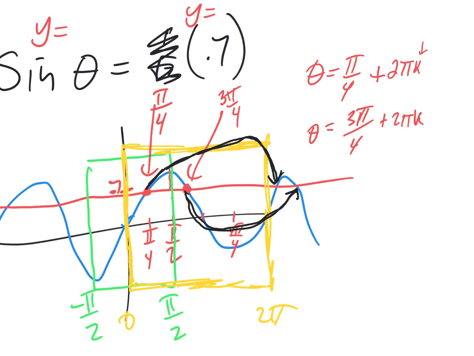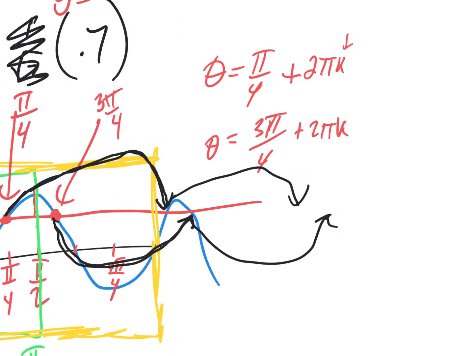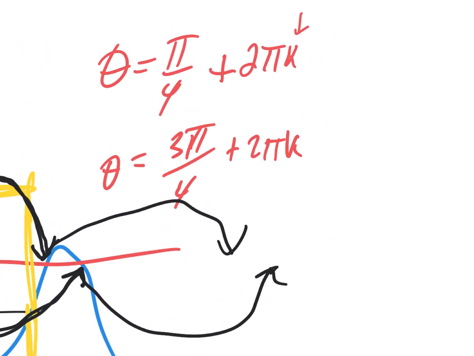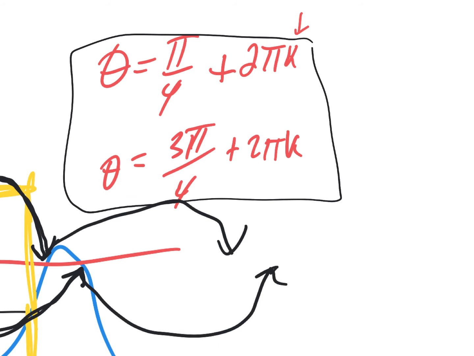Do you get I can keep adding 2 pi though to both answers? So that's why you have to have the plus 2 pi k, because k can be any number of times. So that's how you can get unlimited answers, or all the answers.